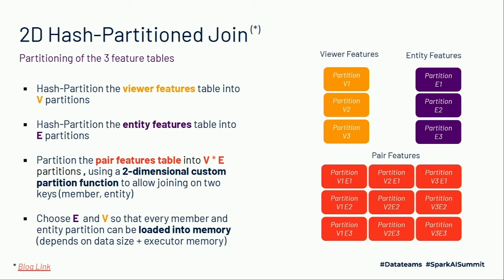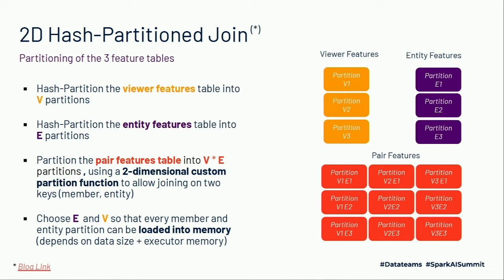So how do we partition those tables? For the viewer and the entity features tables, this is quite simple. We just apply classic hash partitioning. We partition the viewer table into V partitions and the entity features table into E partitions. And for the pair features table, it's slightly more complicated. We partition it into V times E partitions, but we use a 2-dimensional custom partition function on both the viewer ID and the entity ID, which will allow us later on to join on those 2 keys at the same time.